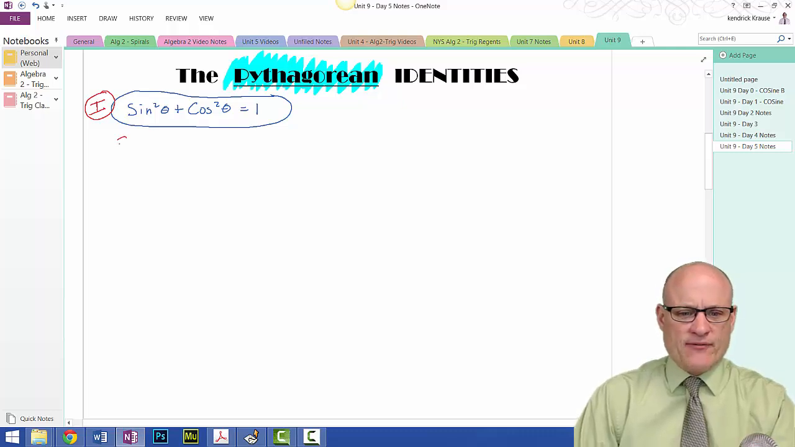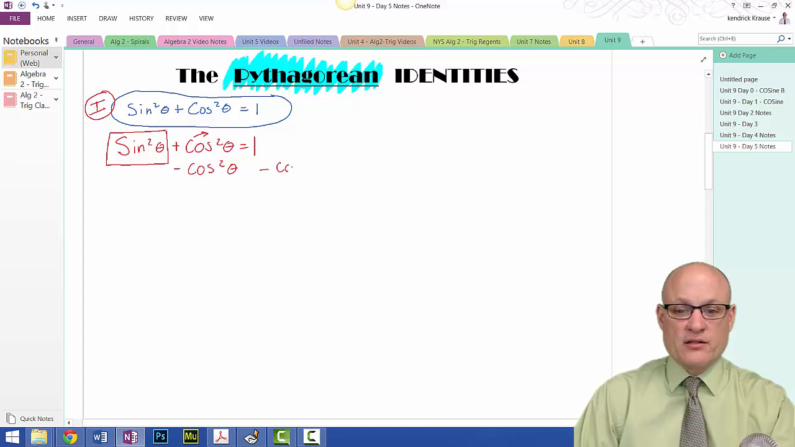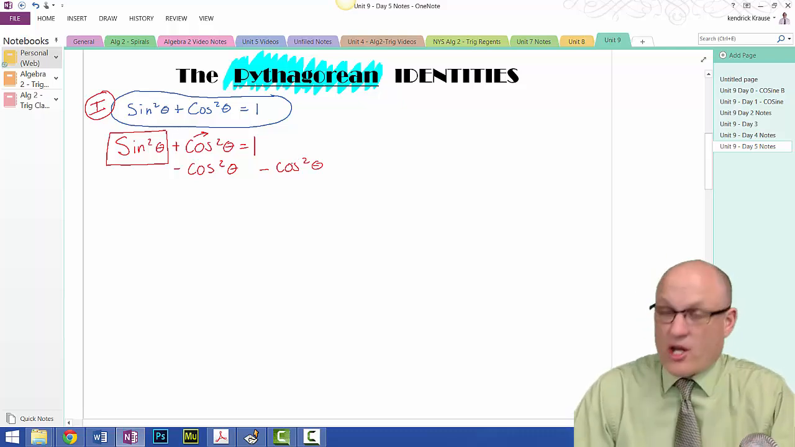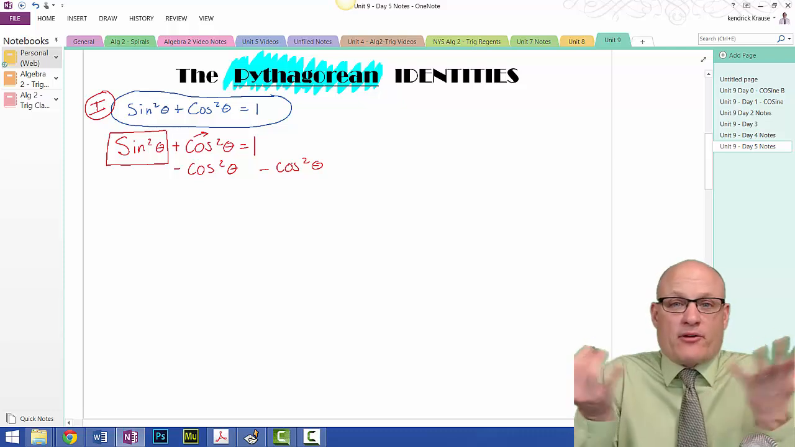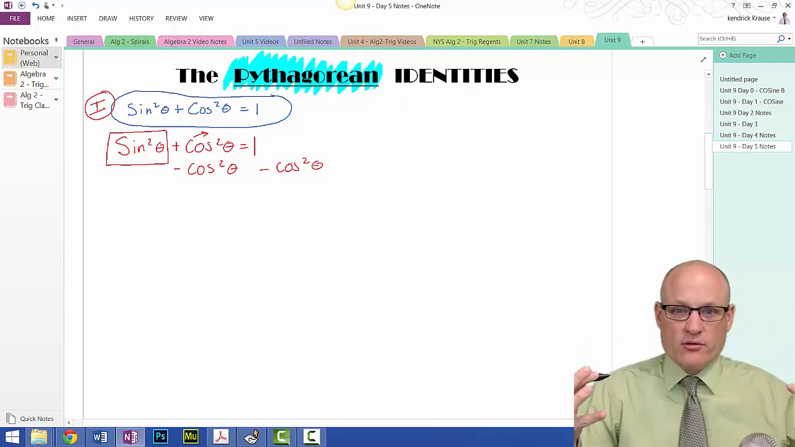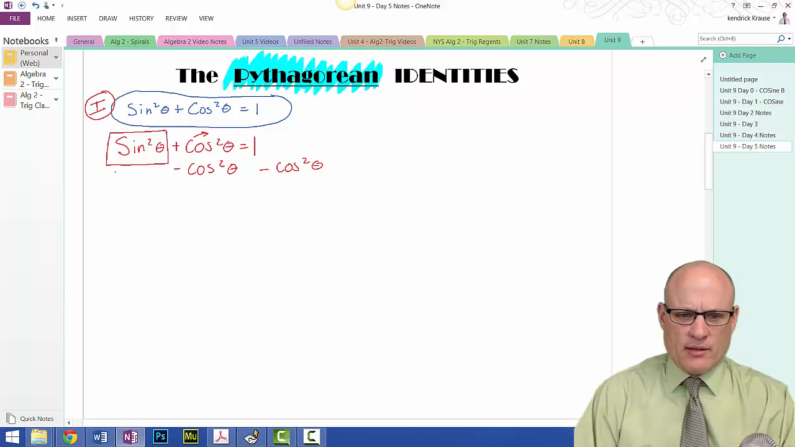So let's see. If I had sine squared theta plus cosine squared theta equals 1, and I just wanted to know what sine squared theta is, wouldn't I just move that over to the other side by subtracting cosine squared theta? You're all nodding your head, of course. Otherwise, why would I bother to tell you this? It's just what it is. You got it, right? So, wait, I'm not done yet.